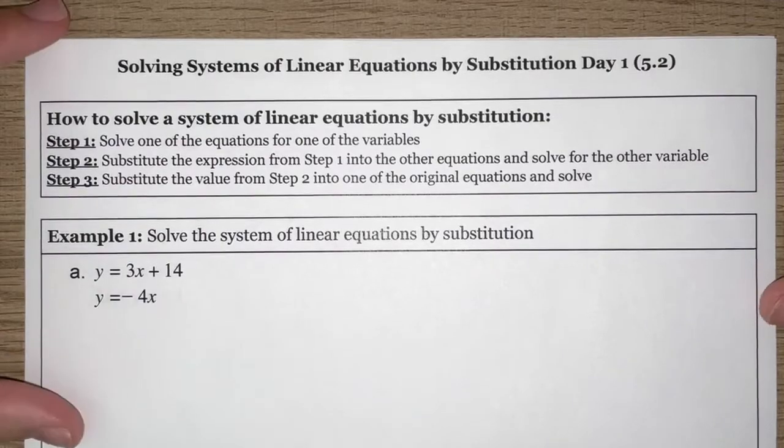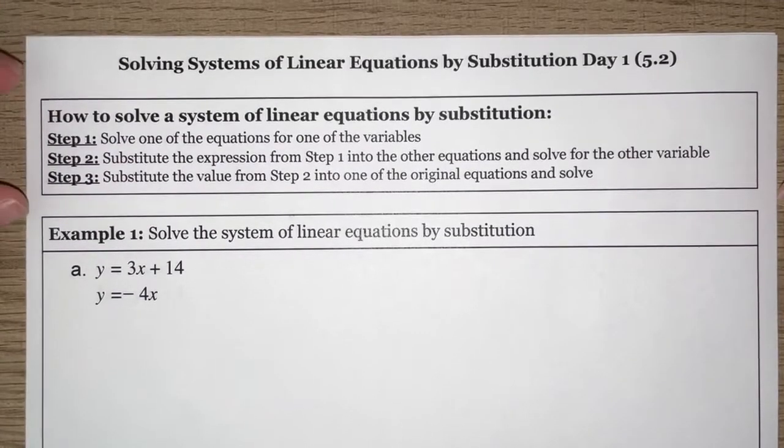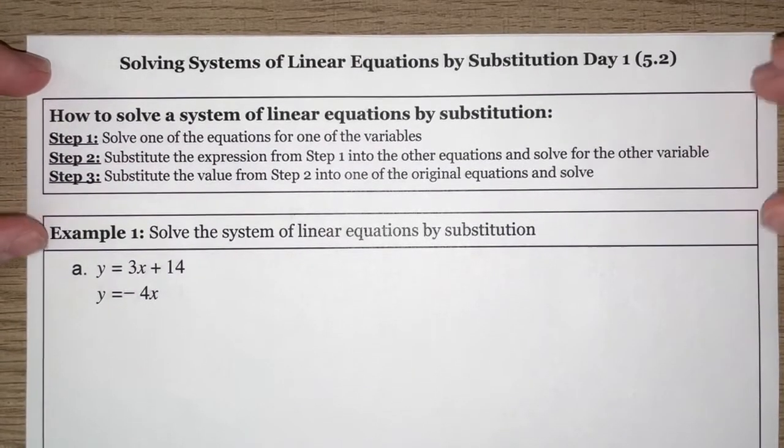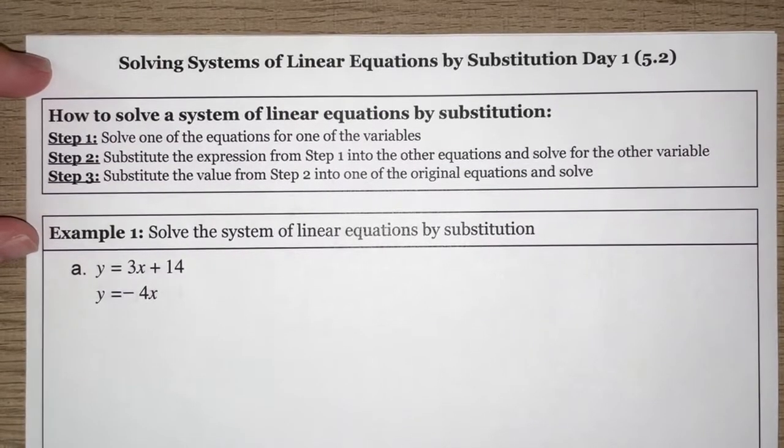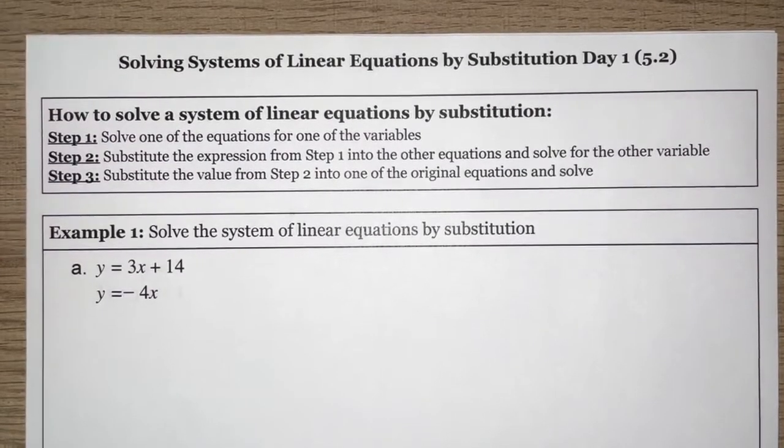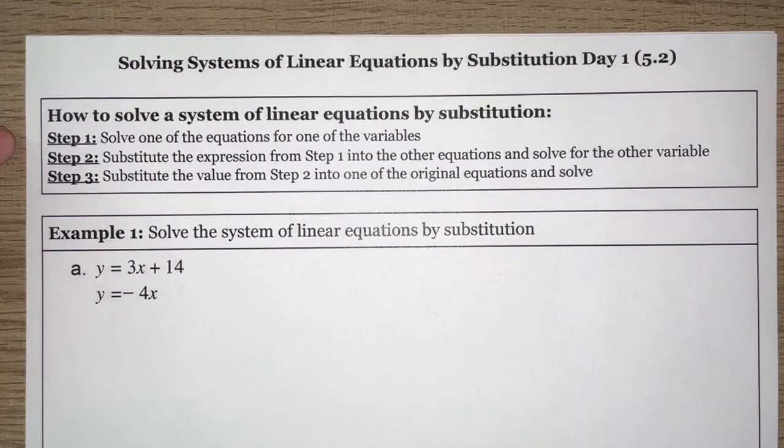So take a second, pause the video here, and copy down these 3 steps up at the top for how to solve a system of linear equations by substitution. So step 1, solve one of the equations for one of the variables. That means just isolating the variable or getting one of the variables by itself. Step 2, substitute the expression from step 1 into the other equation and solve for the other variable. Step 3, substitute the value from step 2 into one of the original equations and solve.